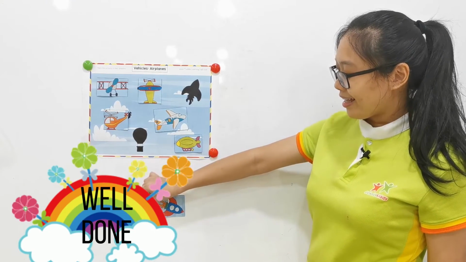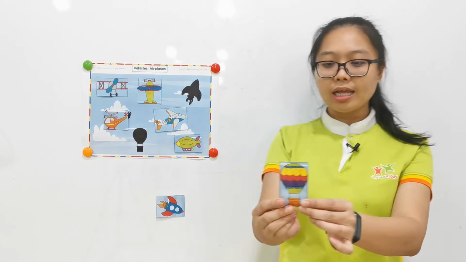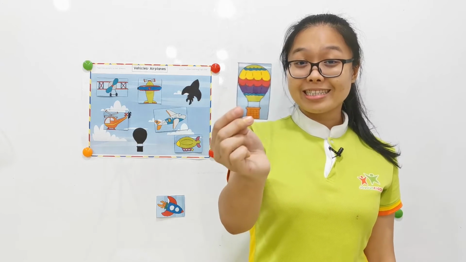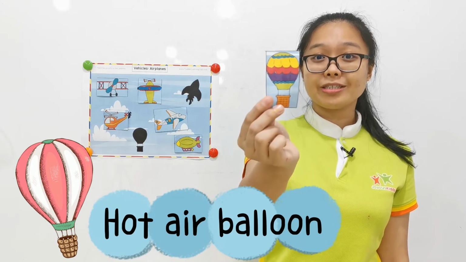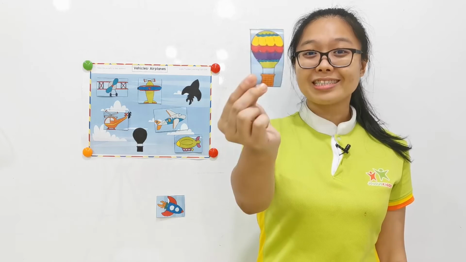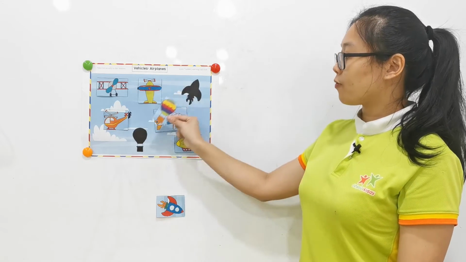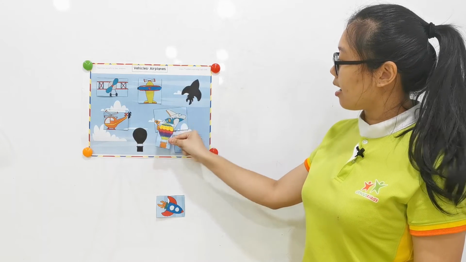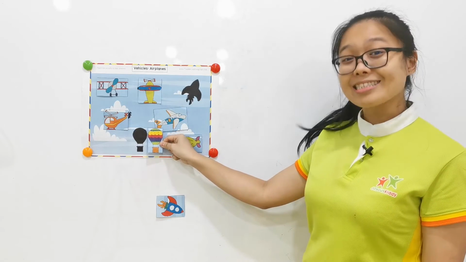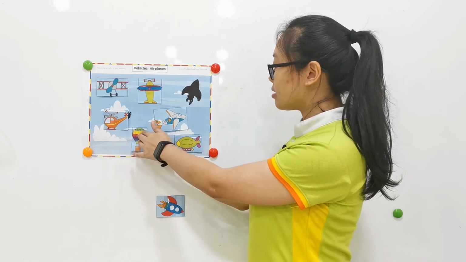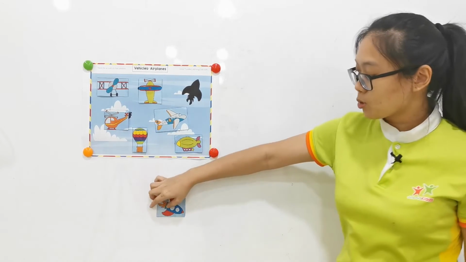Last one. Why is it so colorful? What is this? This is the hot air balloons. Hot air balloons. Let's find the shadow. The hot air balloon will float in the sky. This is the shadow for the hot air balloons. Yes, last one.